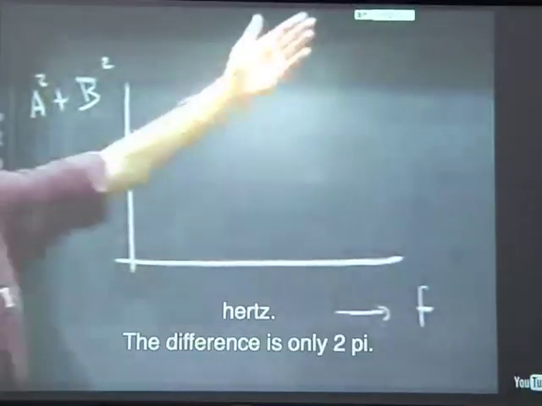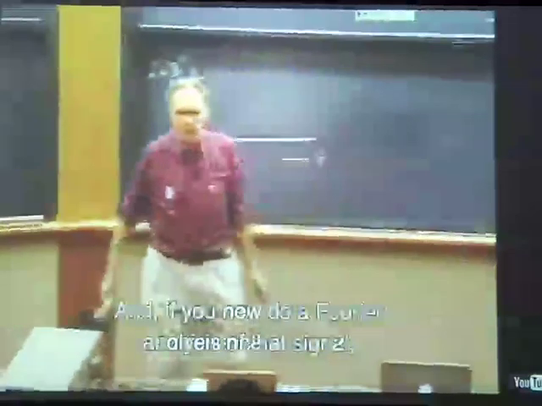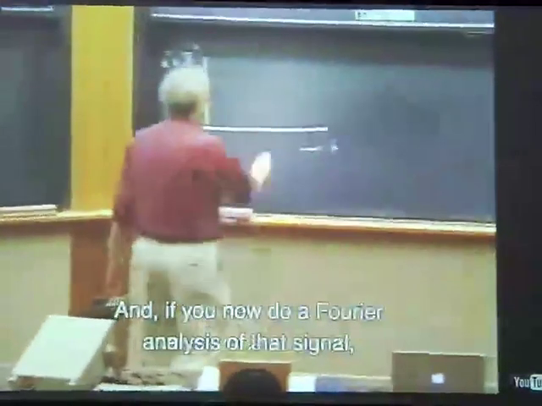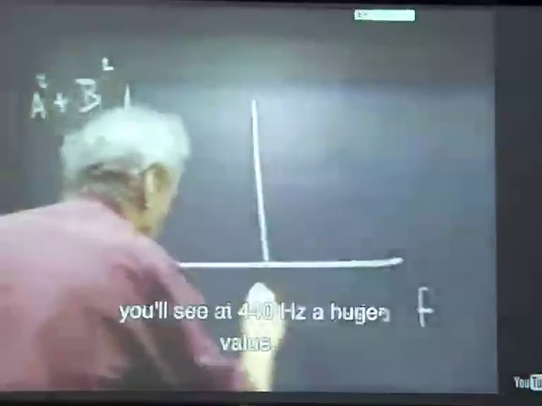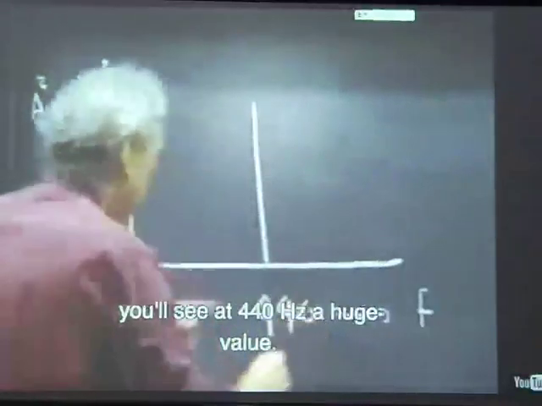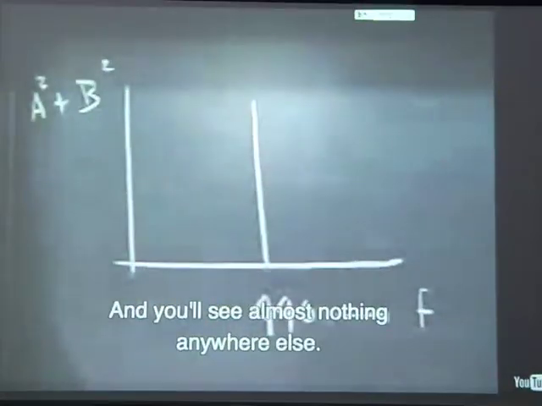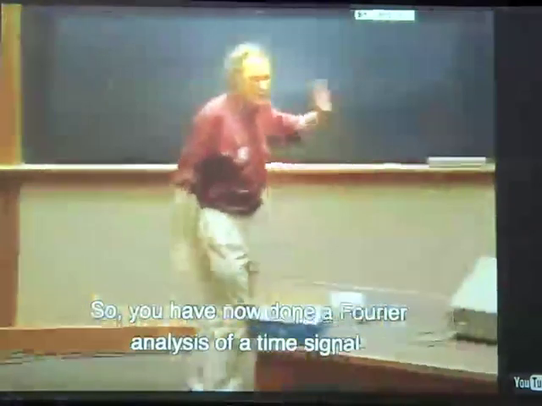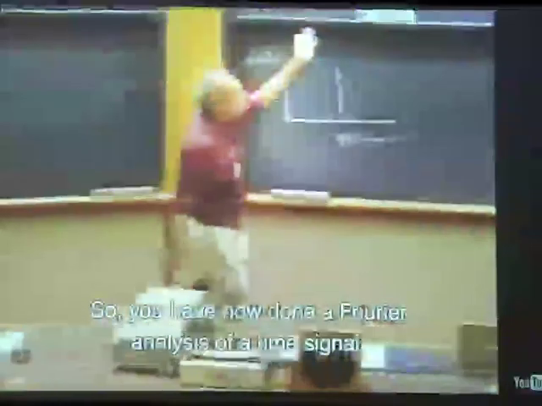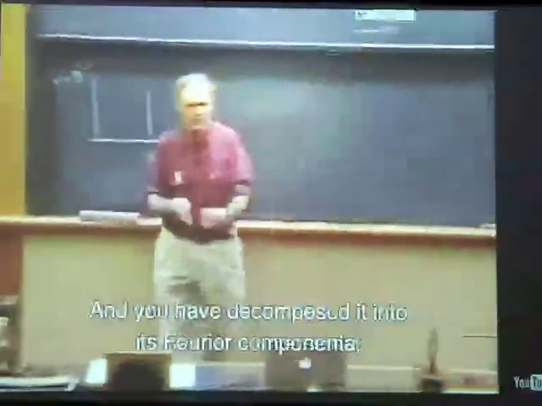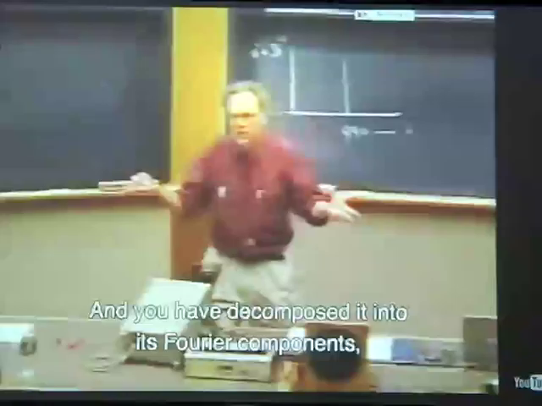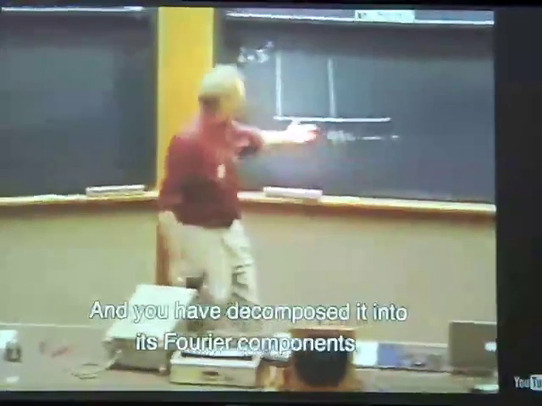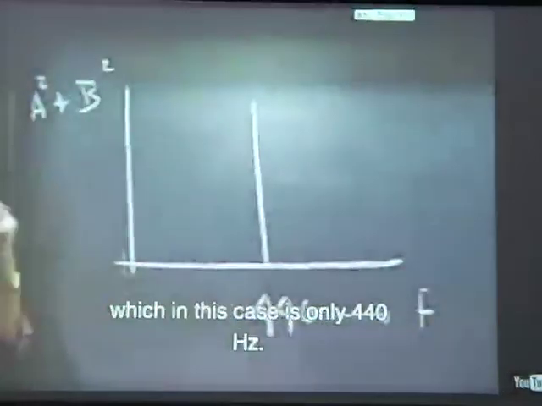And if you now do a Fourier analysis of that signal, you will see at 440 hertz a huge value, and you will see almost nothing anywhere else. So you have now done a Fourier analysis of a time signal, and you have decomposed it into its Fourier components, which in this case is only 440 hertz.